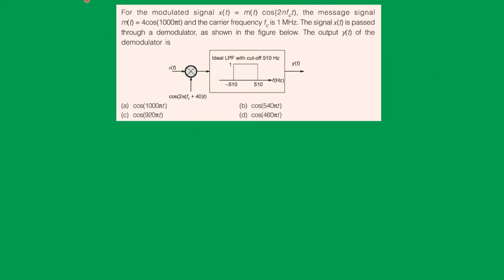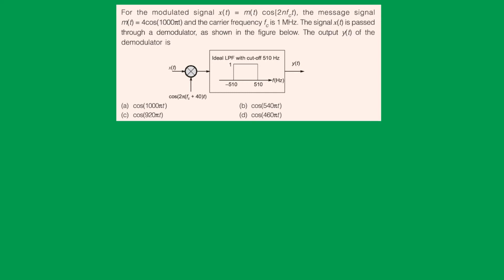Okay, the next question is for the modulated signal x of t, the message signal m of t and the carrier frequency are given. The signal x of t is passed through a demodulator and the output y of t of the demodulator is required. The x of t is multiplied with cos 2 pi fc plus 40 t by a multiplier. The output is passed through a low pass filter which has the cutoff frequency 510, and we have to find the output y of t. First we have to see the output of the multiplier, that is x of t into cos 2 pi fc plus 40 into t.